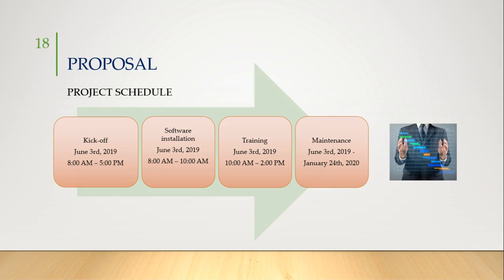Proposal project schedule. As for the first one, we have the kickoff, which is scheduled for June 3rd, 2019 from 8 a.m. to 5 p.m. The second one is a software installation scheduled for June 3rd, 2019 from 8 a.m. to 10 a.m. Next, we have the training, which is scheduled for the same day, June 3rd, 2019 from 10 a.m. to 2 p.m. And finally, the maintenance, which is scheduled for the duration of the contract from June 3rd until January 24th of 2020.